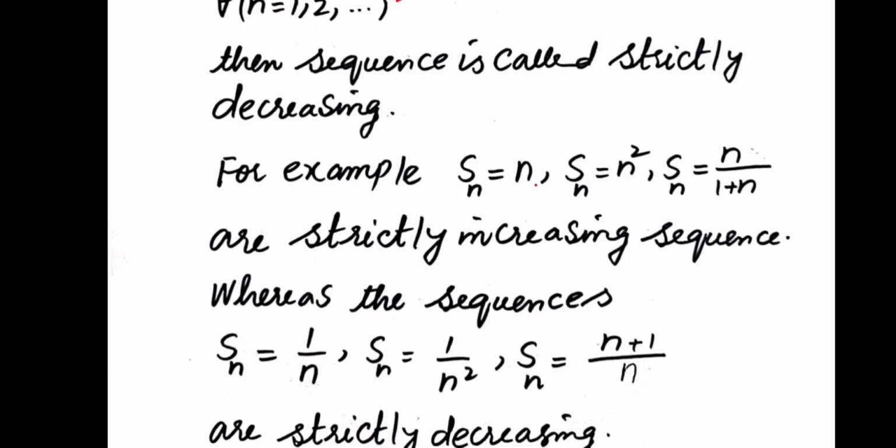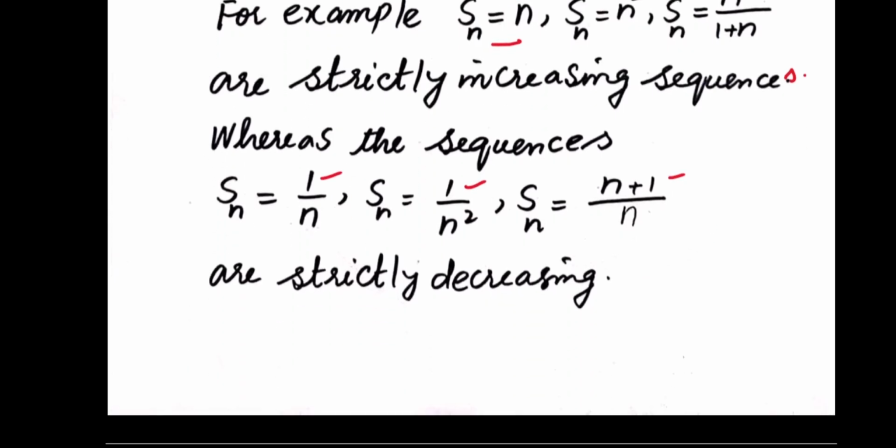For example, the sequence Sn is equal to n. This is simply given by the integers. If you put n is equal to 1, this gives 1. For n is equal to 2, this gives 2. For n is equal to 3, this is 3, and so on. You can notice that every next term is strictly greater than the previous term. So this is a strictly increasing sequence. Similarly, Sn is equal to n square, Sn is equal to n over 1 plus n are strictly increasing sequences. Whereas the sequences Sn is equal to 1 over n, 1 over n square, n plus 1 over n, these are strictly decreasing sequences.